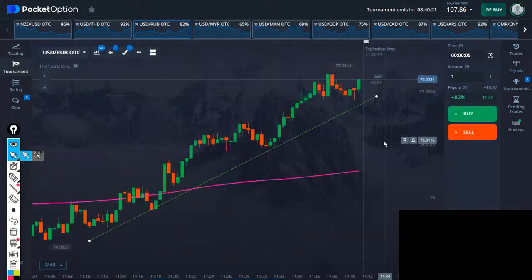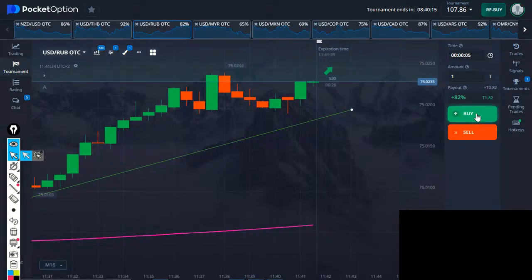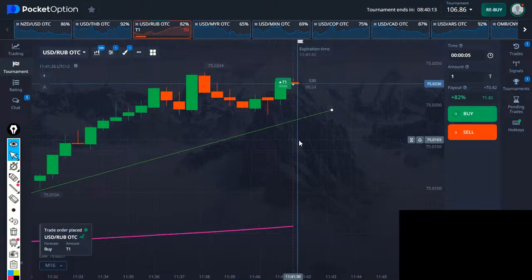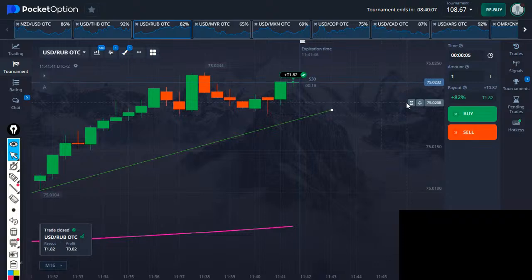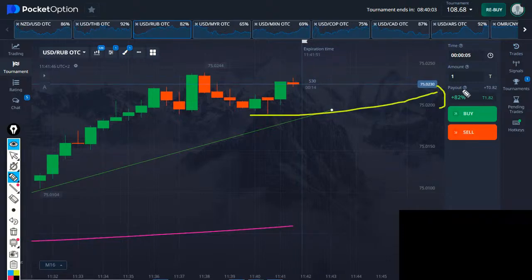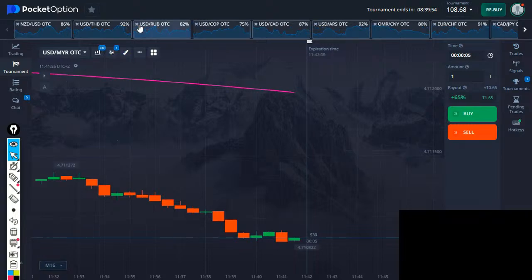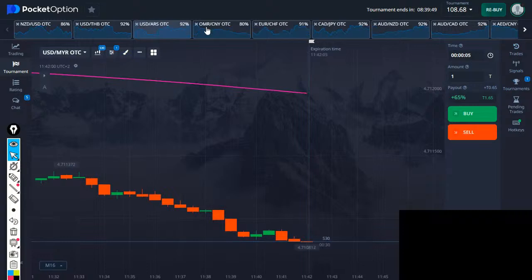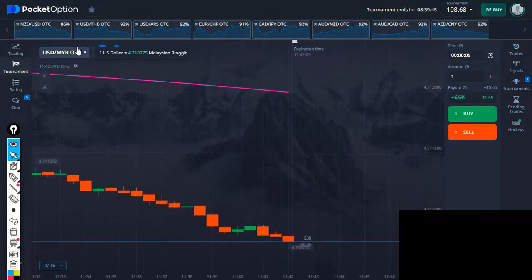Let's see. Red, green, powerful green. We go for green. And that's a win. Oops. The payout percentage dropped. You should always keep an eye on the payout. Let's change the pair. I will remove all pairs paying out under 90%. Okay, let me add a few more pairs with high payout.